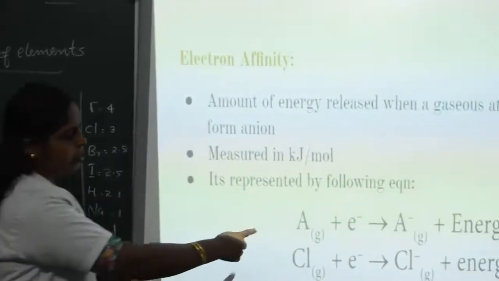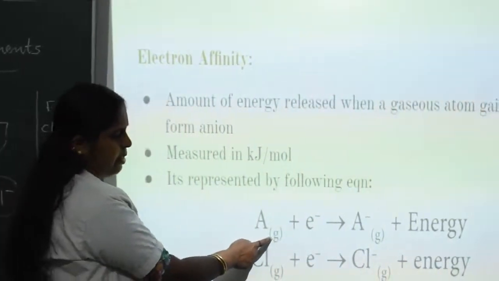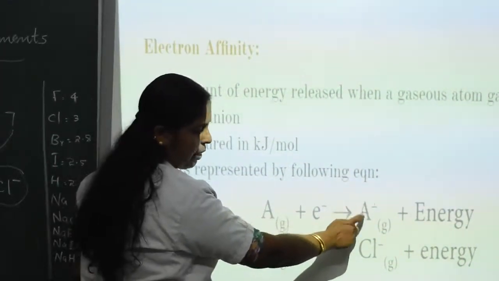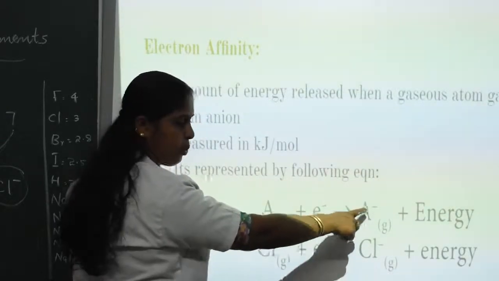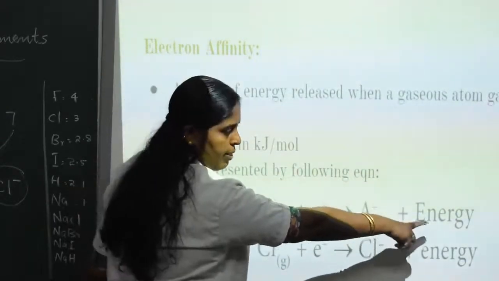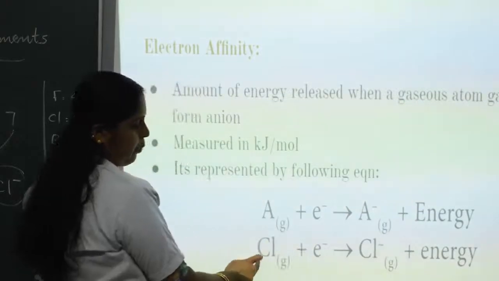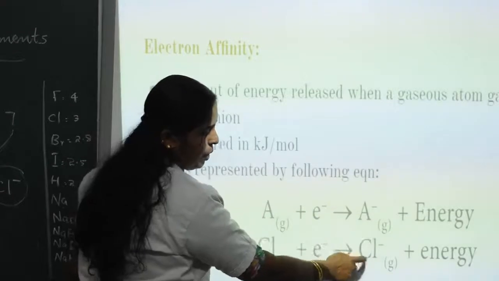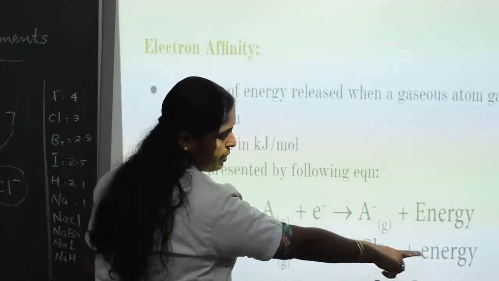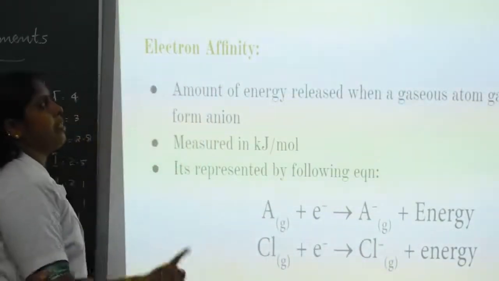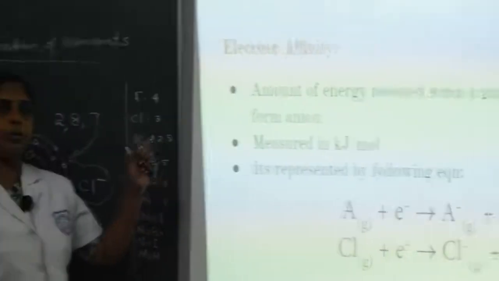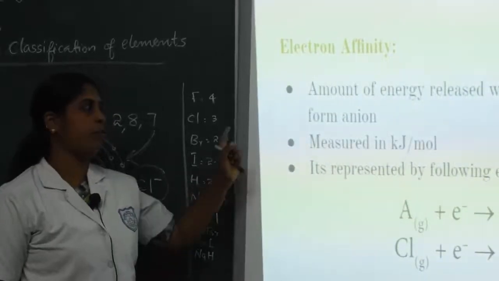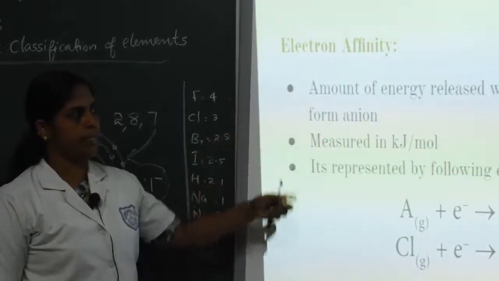See here, an atom in gaseous state, A, plus 1 electron forms an anion, A minus. When the electron is gained, it forms a negative charge and energy is also released. Example, chlorine. In chlorine gas, 1 electron gained forms a chlorine anion, Cl minus, plus energy released. This is known as electron affinity: the amount of energy released when a gaseous atom gains an electron to form an anion.